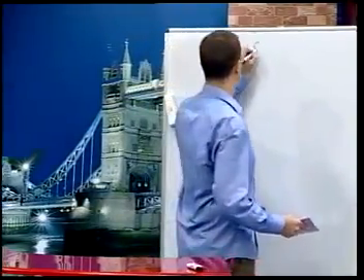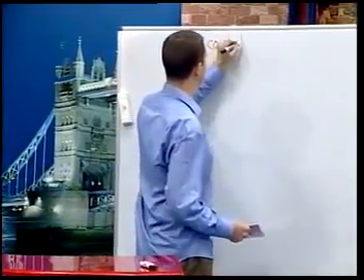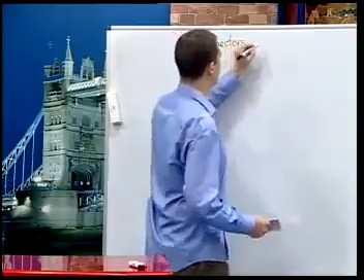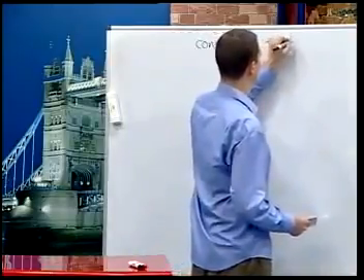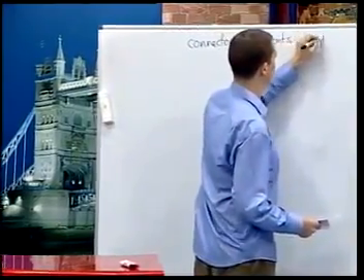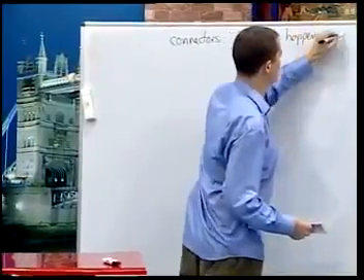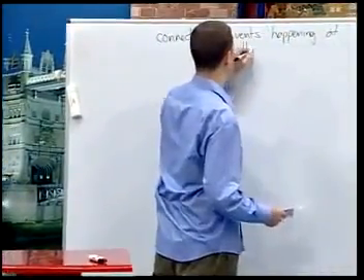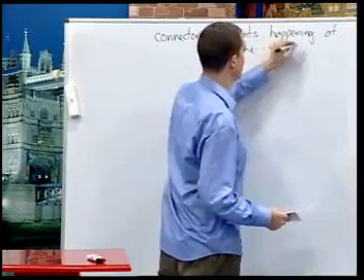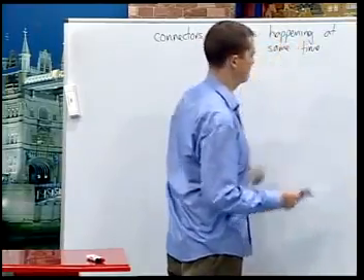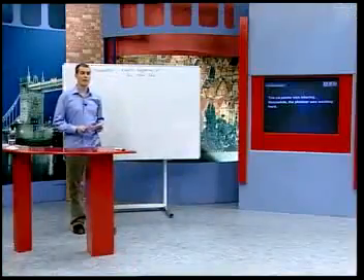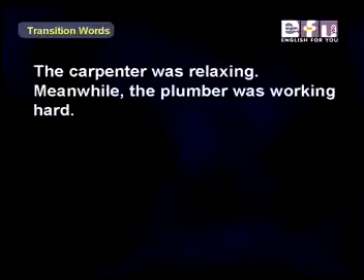Right, well now let's look at connectors for events happening at the same time. Here are some examples for you. The carpenter was relaxing, meanwhile the plumber was working hard.